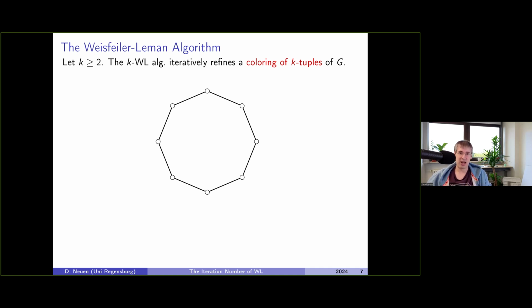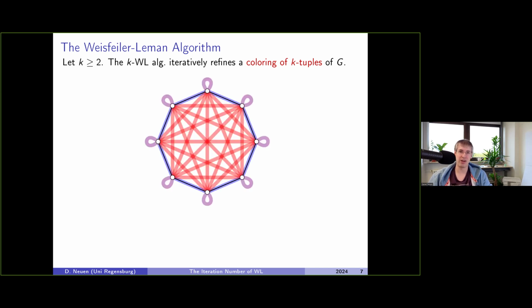So now we want to color 2-tuples. And here we can observe that there are 3 different types of 2-tuples. There are the 2-tuples which are diagonal, of the form v, v. Then there are the 2-tuples vw that correspond to an edge. And we have the 2-tuples vw that correspond to a non-edge in the graph. And this is what we do for our initial coloring. So it goes like this. We have the three colors: violet for the diagonal entries, blue for the edges, and red for the non-edges.